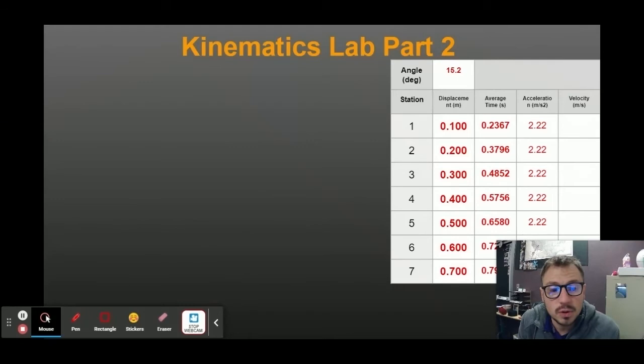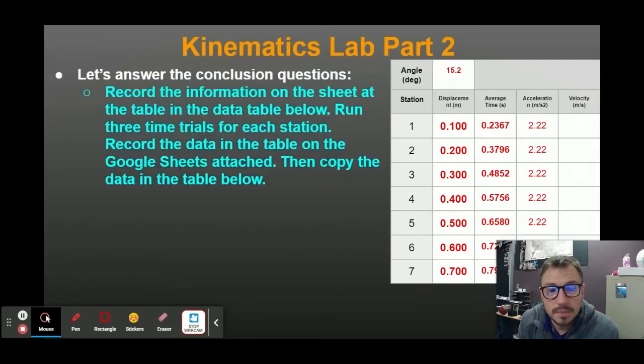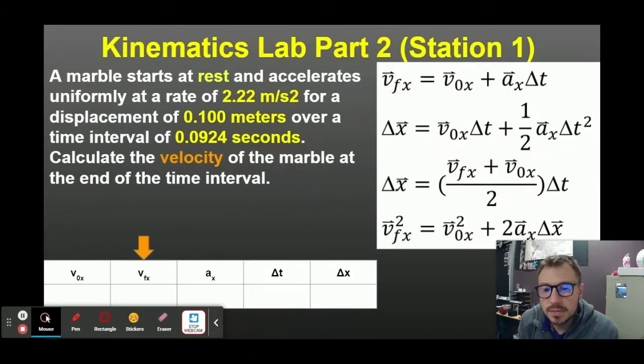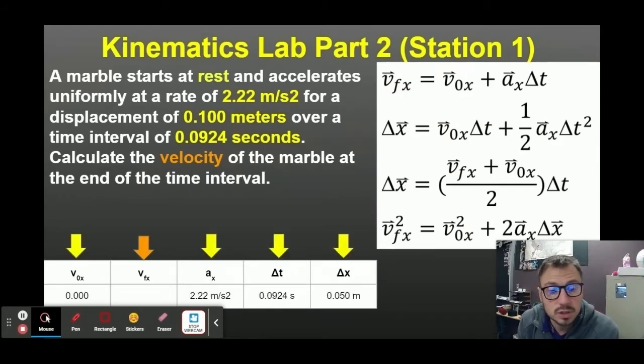So that was when those photo gates were the farthest apart. We're going to use that acceleration for all of these calculations, and I'll tell you why. Because if we look at, let's just use this and we'll calculate station 1. So same thing. We're going to calculate the velocity of the marble at the end of the time interval because we know the acceleration already, right? So we just calculated that at station 7 because the acceleration is going to be the same the whole way down.